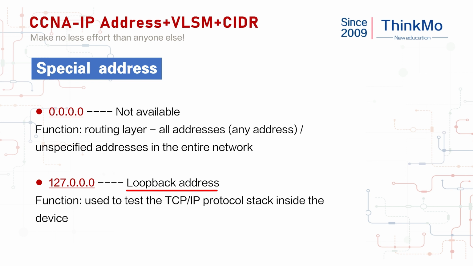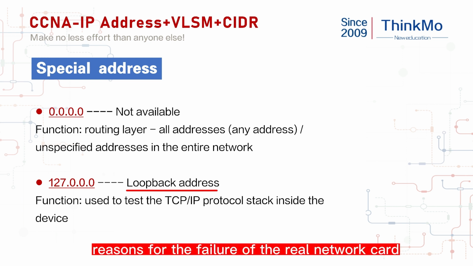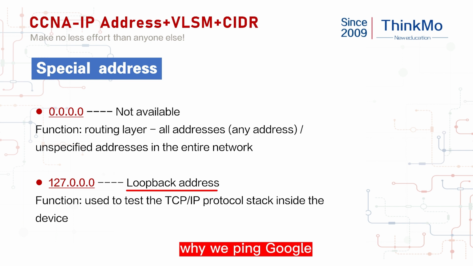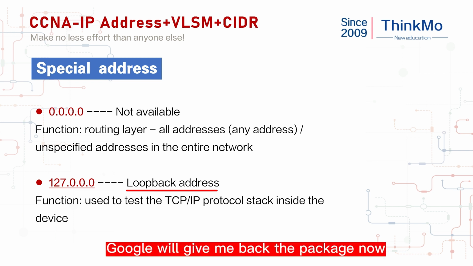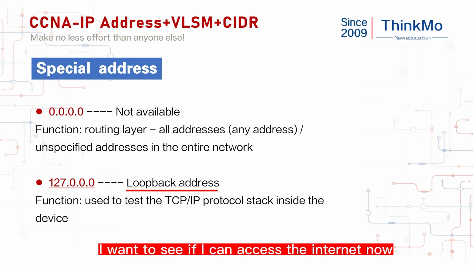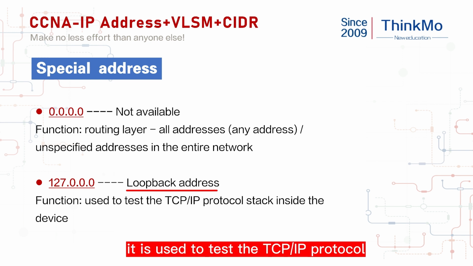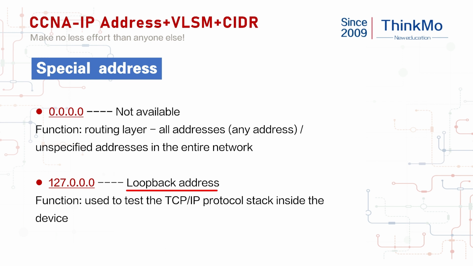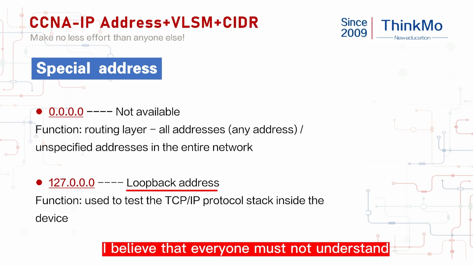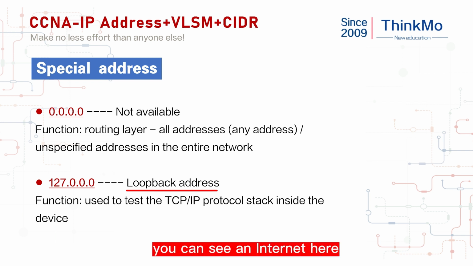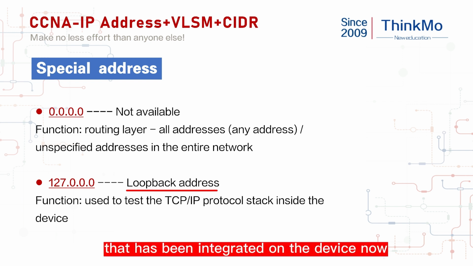In fact, there are many reasons for a network failure, not only a bad network card. Why do we ping Google? We just want to see if Google will give me back the packet, to see if I can access the internet. As for 127, it is used to test the TCP/IP protocol stack inside the device. I believe that everyone must not understand yet. Let's go back to the picture we just made. You can see the internet here, with TCP/IPv4 written behind it. This is a protocol stack that has been integrated on the device.